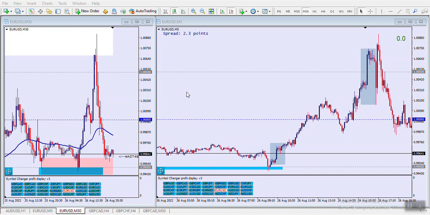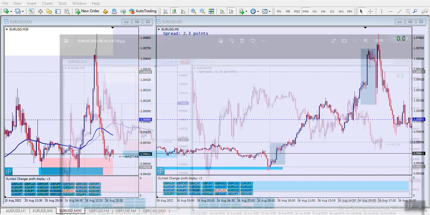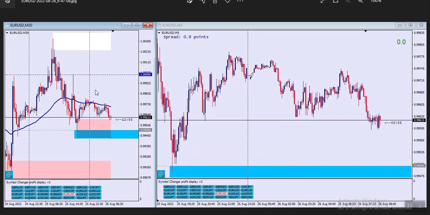Today I'll be doing an analysis of the Euro USD trade that took place on Friday, that is 26th of August 2022. Now let's see how it all started. Yes, this was the setup, and it's all about rejection at the key level, so you can actually trade rejection at key level with this simple method I'm going to explain on the analysis of this Euro USD.